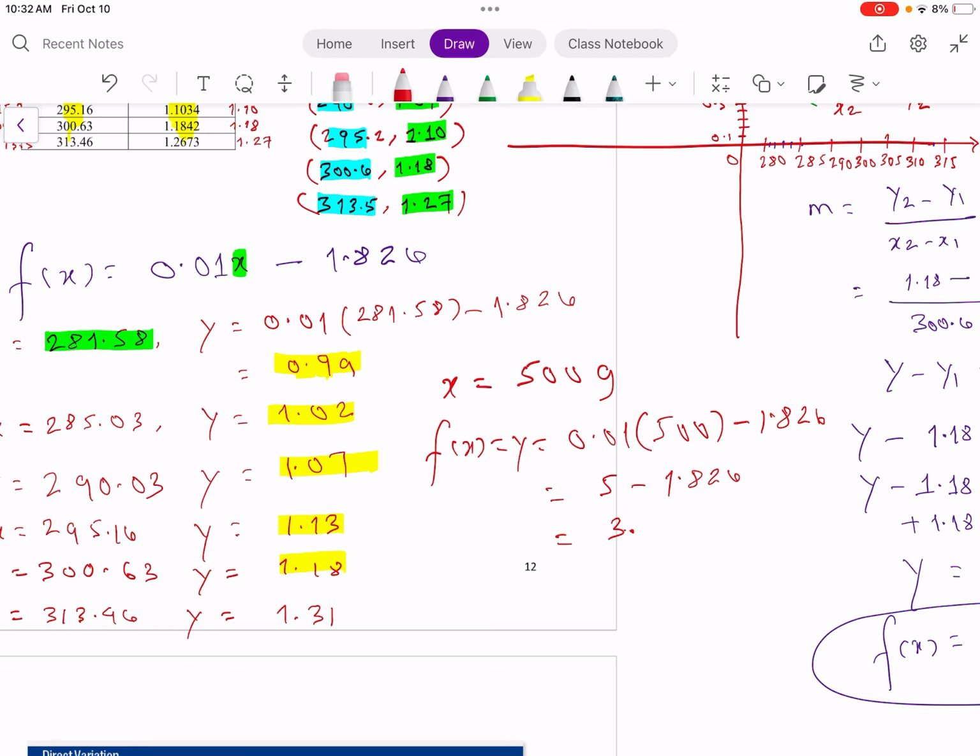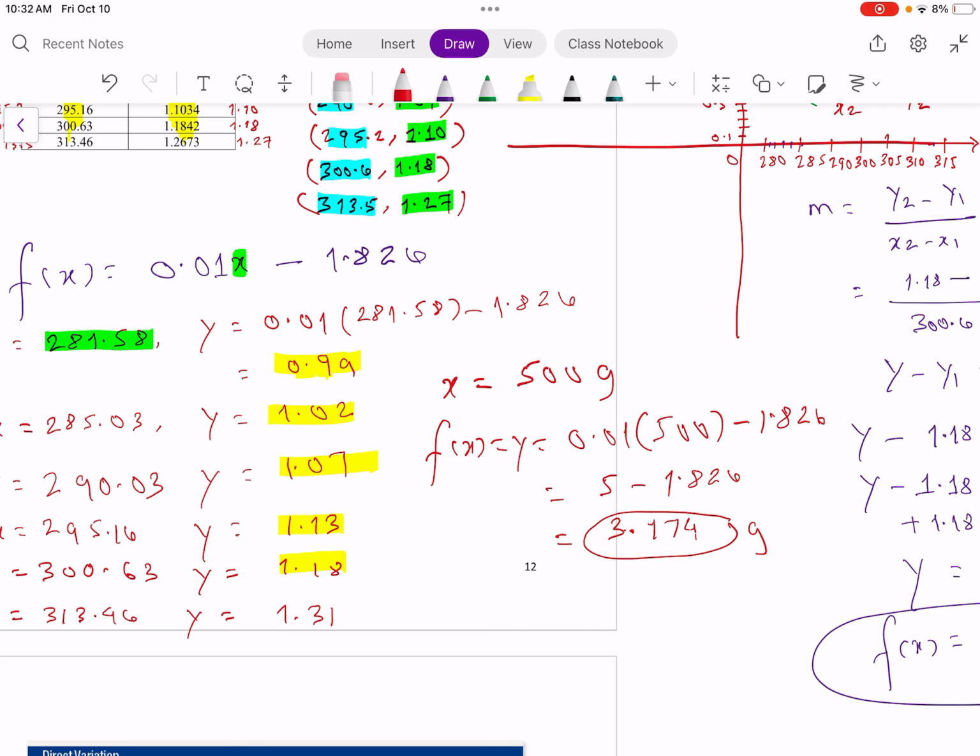5 minus 1.826. Can I know? Yes. 3.174. Okay, thank you. So 3.174 gram is the heart weight for a rat whose body weight is 500 gram.